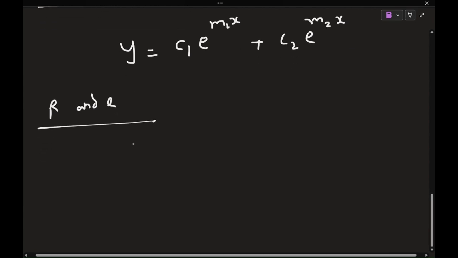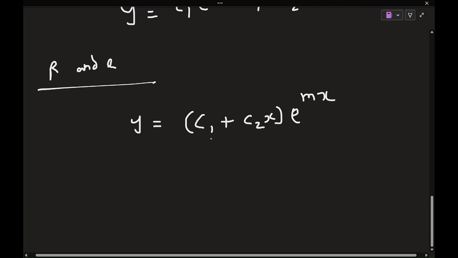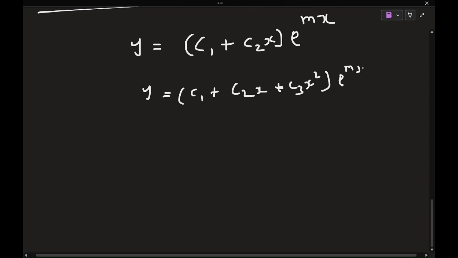Now in the same way, for real and equal roots, the solution will be (c1 plus c2x) into e power mx, where m is the real and equal root. Now this is for two equal roots. What if there were three roots which are equal? Then y would be (c1 plus c2x plus c3x square) into e power mx. So I think you get the point.